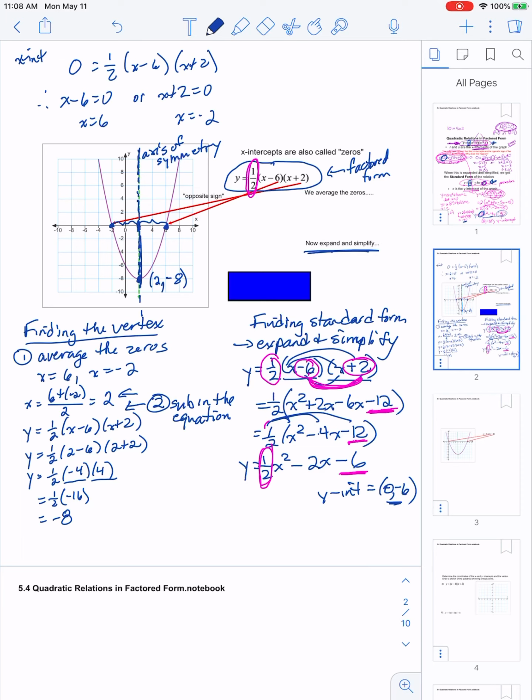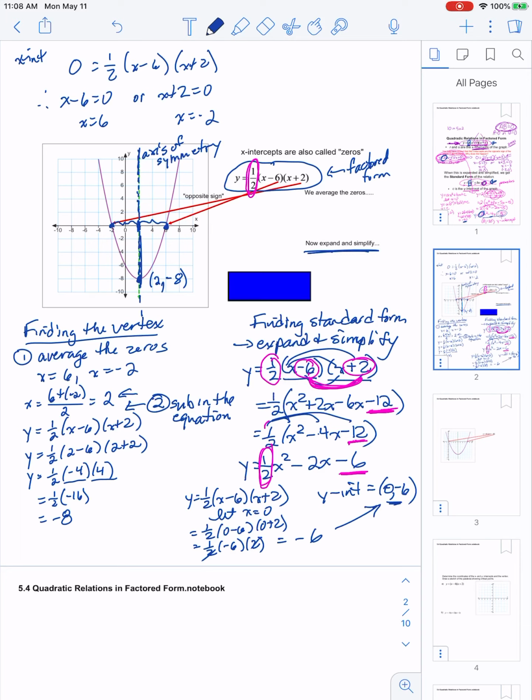Again, if we don't need standard form, then to find the y-intercept, you simply let x equal 0. I'll go through this. So y equals 1/2 (x minus 6)(x plus 2). Let x equal 0. So that's 1/2 times (0 minus 6) times (0 plus 2) equals 1/2 times -6 times 2 equals -6. The 2 and the 2 will cancel. Okay, so then the y-intercept again is 0, -6.